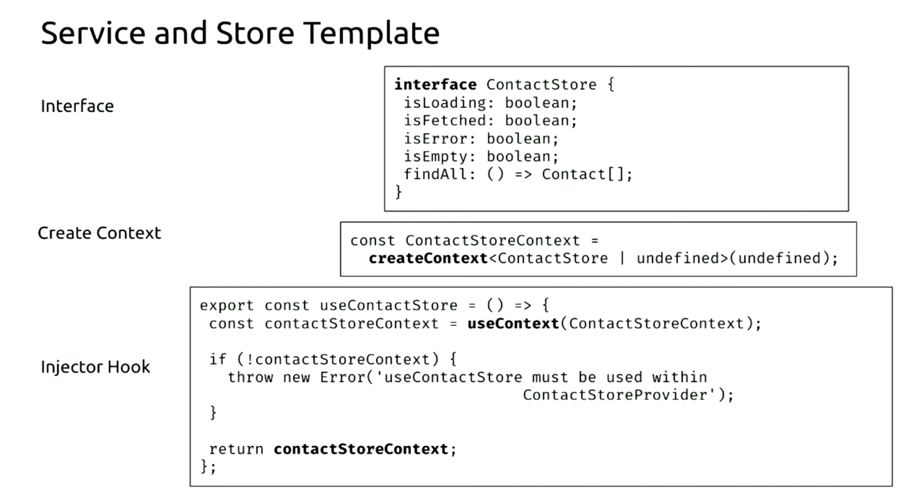So the first one is you creating an interface. The interface helps you see what is exported from your store or your service. So everybody can see it, and it forces you to follow the same pattern. That's just the TypeScript part.